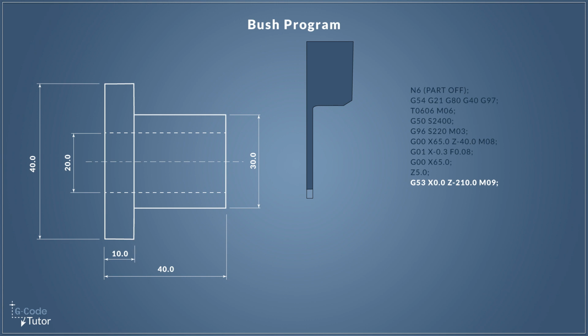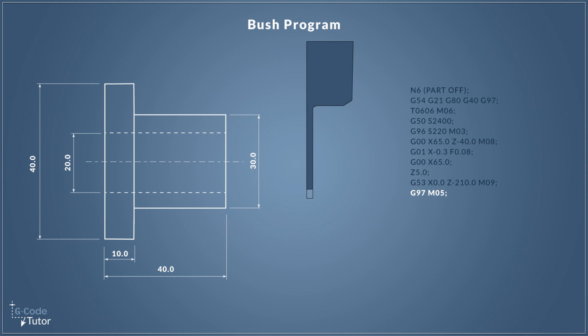So finally, M09 would turn off our coolant. Now, because we were using constant surface cutting speed and not revs per minute to control our spindle speed, we have to turn that back to revs per minute. I always like to go back to defaults during the sequence so we don't have any nasty surprises further down the program, especially if we've skipped any sequences. So G97 puts us back to revs per minute and M05 will turn off the spindle.